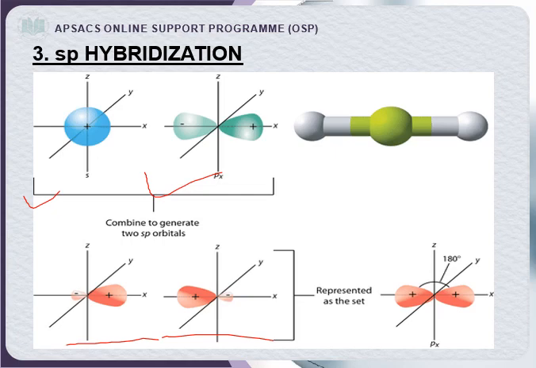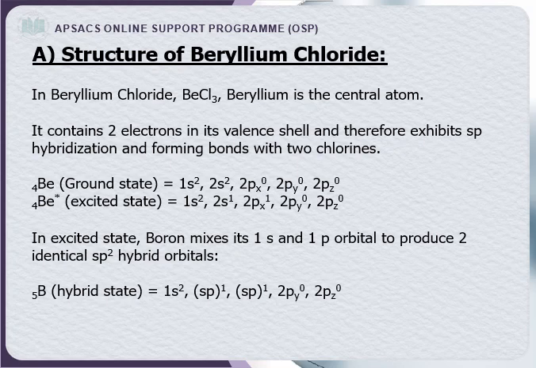Assemble them in such a way, it is just like you pick up two balloons from the center and hold them in the space. What will happen? They will assemble themselves in a particular geometry or shape. The geometry which they will give rise to is a linear geometry. Here you can see, right? Now this linear geometry has an angle of 180 degrees where these two orbitals are apart from each other. Right? Now the structure of beryllium chloride has been discussed here.